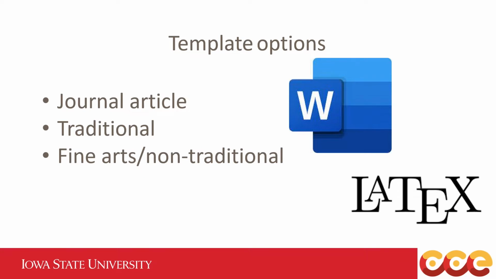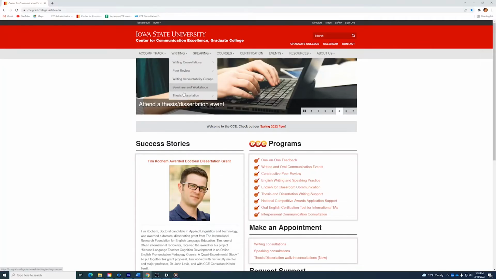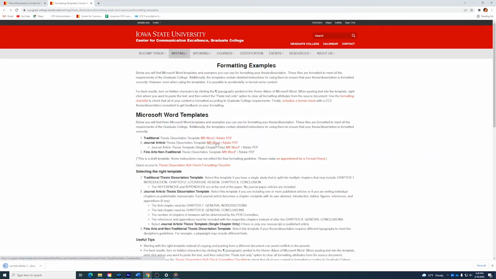Some theses and dissertations clearly fit into one of these categories, but in some cases it might not be obvious which template is the best choice. Journal Article Template. Choose the journal article format if you have 1 or more published articles.